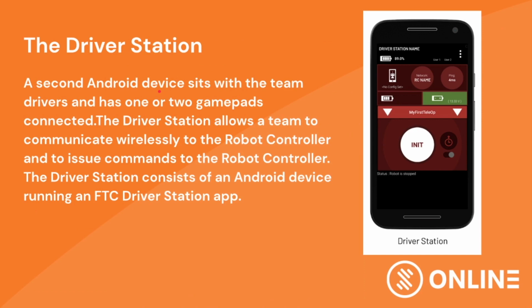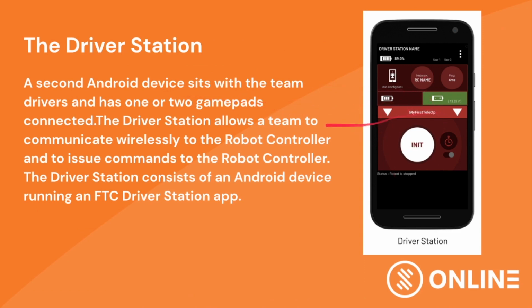This is the second device, where the robot controller is on your robot, mounted safely and connected to the robot. Your driver station is with your drivers, and it basically connects to the robot controller using something called Wi-Fi Direct. Basically, your robot controller will create its own Wi-Fi network, and you just got to log on to that Wi-Fi network with your phone right here.